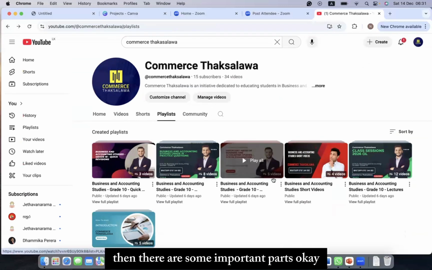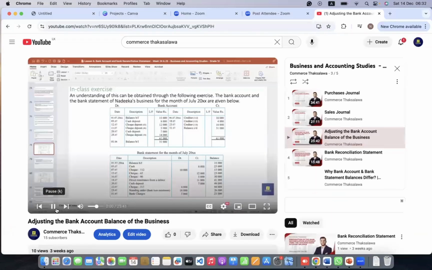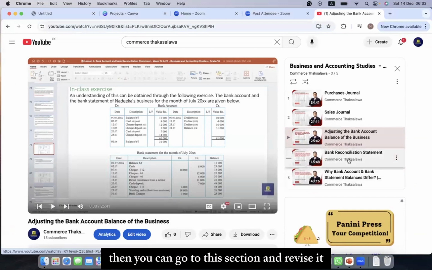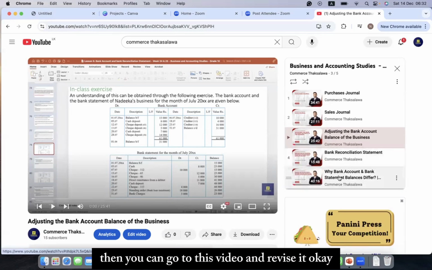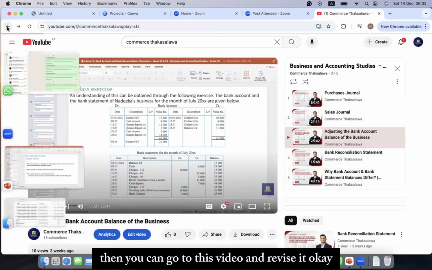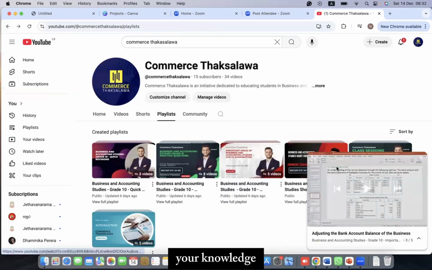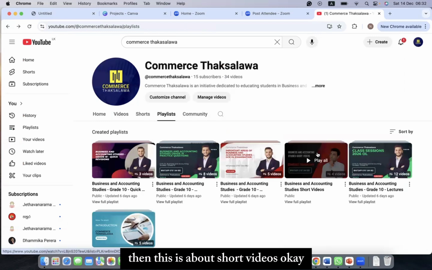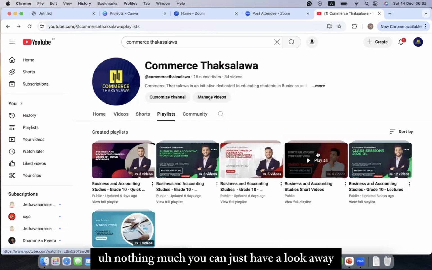Then there are some important parts. Okay, then I have recorded them here, like chunks. Let's say now you want to revise your knowledge in bank reconciliation statement, then you can go to this section and revise it. Let's say you want to know why the bank account balance and bank statement balance differ, then you can go to this video and revise it. Okay. Then this is about short videos. Okay, nothing much, you can just have a look over it.